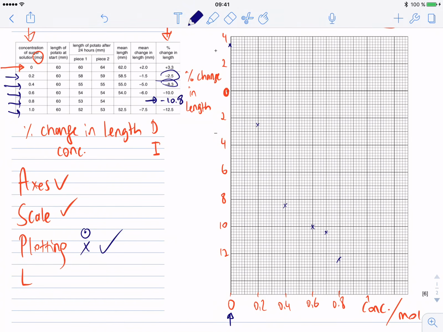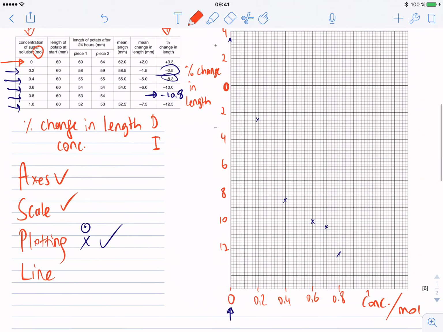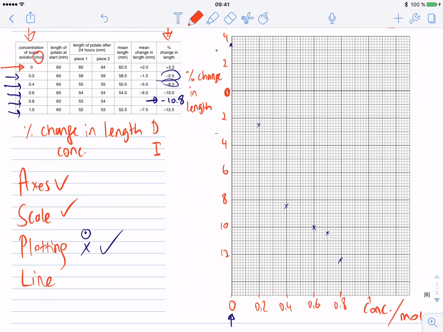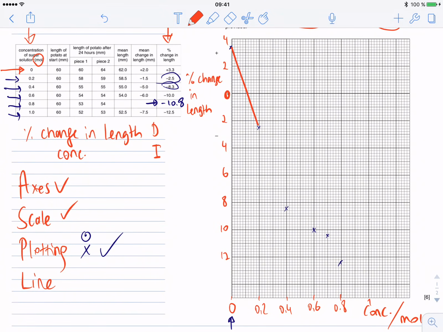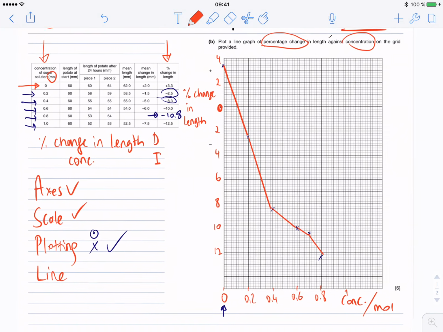And the last one is drawing a line. Does the question ask you to draw a line of best fit? No. So just join the lines. And no extrapolation.